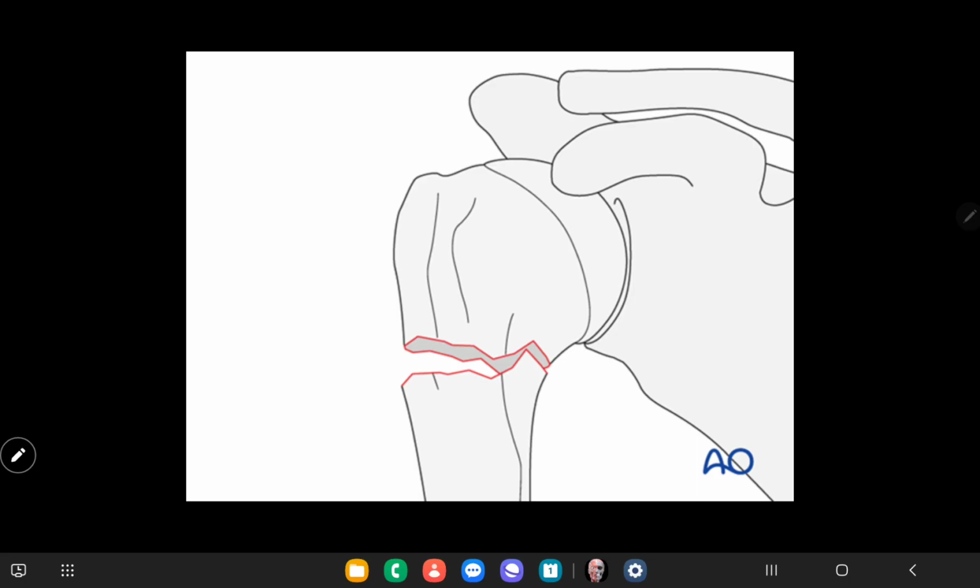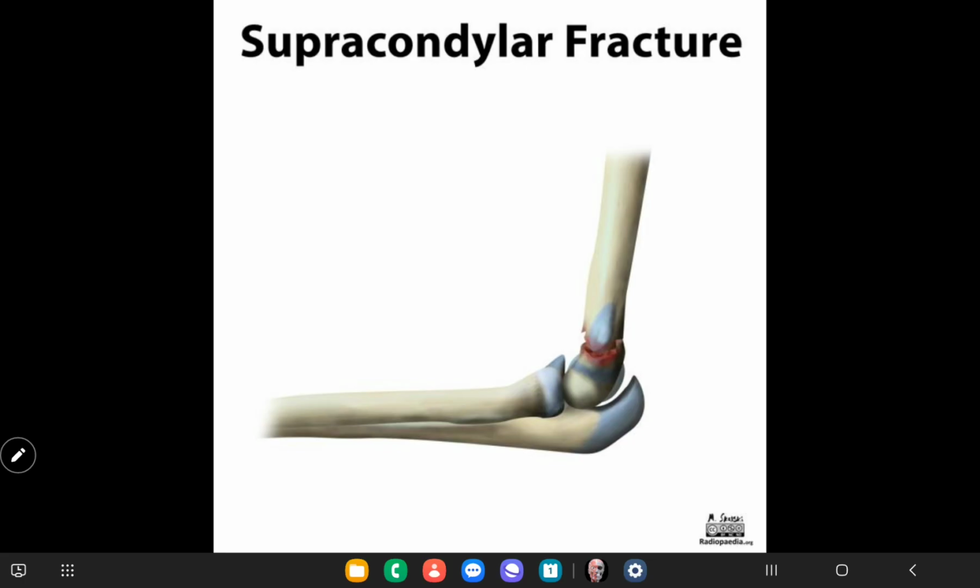Now let's see what are the clinical correlations with this bone. In this picture you can see the fracture in the surgical neck. I told you earlier as well what happens if there is a fracture in the surgical neck. Then this is a fracture in the supracondylar area, supracondylar fracture. That means it is in the supracondylar area.